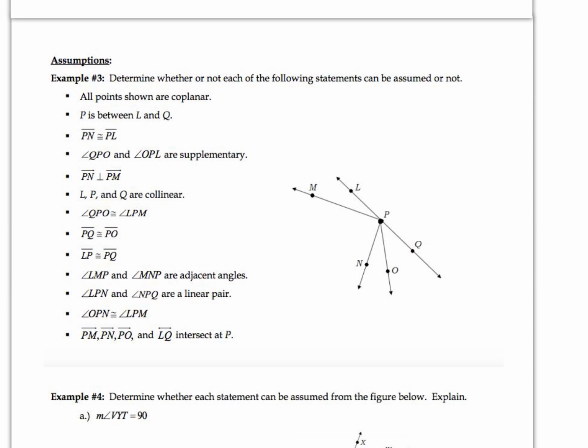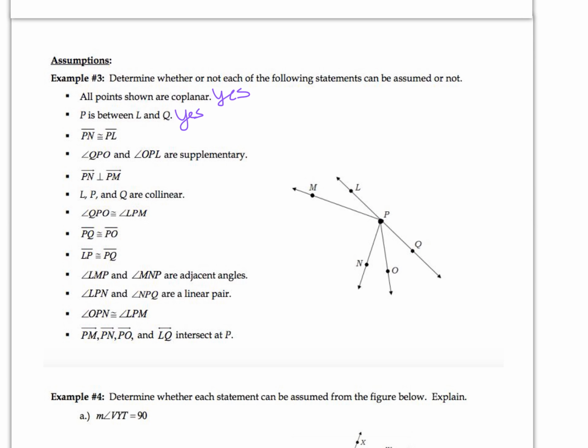So looking at this figure over here, can we assume that all of the points shown are coplanar? Well, remember that very first example we went over in these notes? Since they're two-dimensional and they're on this one sheet of paper, and there's no three-dimensional shown, they're on the same plane. So yes, we can assume that. Can we assume that P is between L and Q? Yeah, because it is. We can prove that.